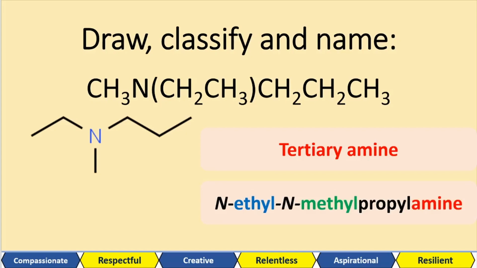Going through that again, we've got a tertiary amine because there's no hydrogens attached to the nitrogen. We look at the longest carbon chain, that's a propyl, so it's a propylamine. And other chains are N-substituted, and we put them in alphabetical order, so N-ethyl, N-methyl, propylamine.